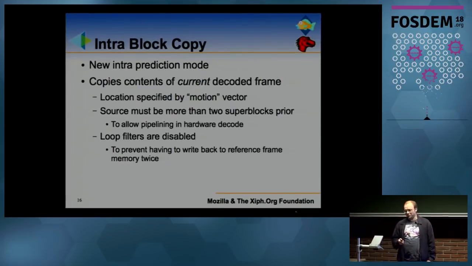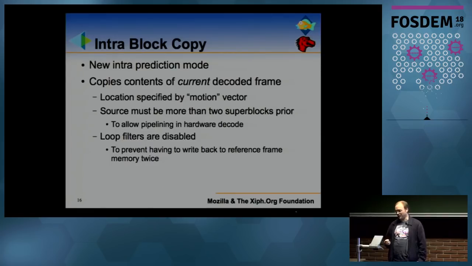We've added a new inter prediction mode called intra block copy. It copies the contents of your current frame into your new prediction block. The location that you copy from is specified by a motion vector, even though there's no motion, because it's in the same frame. There are some restrictions on that to make this work with hardware.